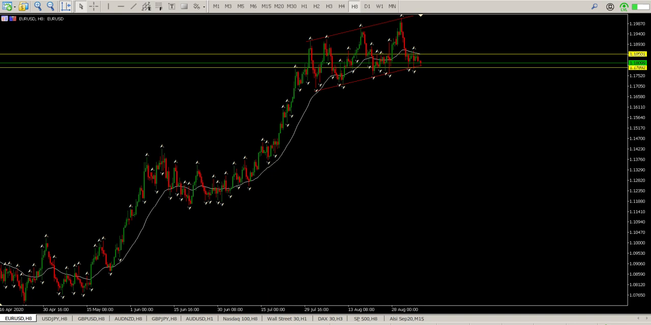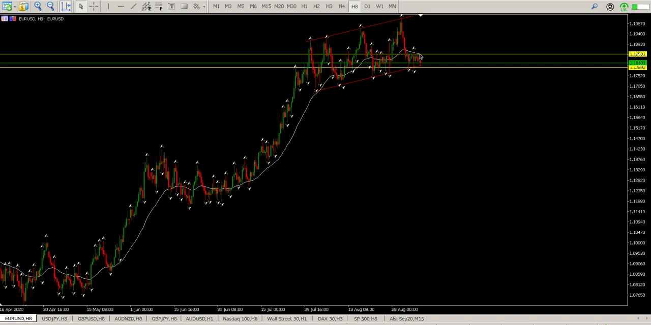Anyway, we're going to start off as usual with the Euro USD. So Euro USD is still very much in this channel. We are flirting with the bottom side of this channel, which doesn't always fill me with much hope for a move to the upside. We have also rejected the moving average here.